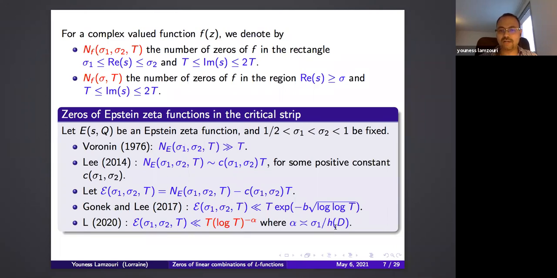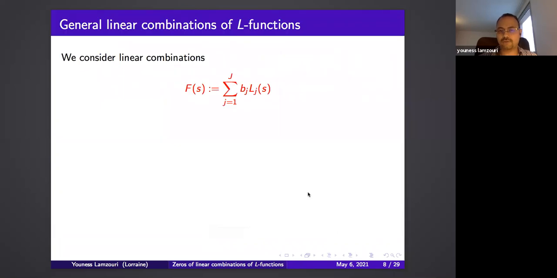And so all these results motivate the study of general linear combinations of L-functions, because these Epstein zeta functions are just examples of linear combinations. So it makes sense to investigate general linear combinations and see where the zeros are. And if there are violations in general of the Riemann hypothesis, how many can we quantify, how many zeros are off the critical line?